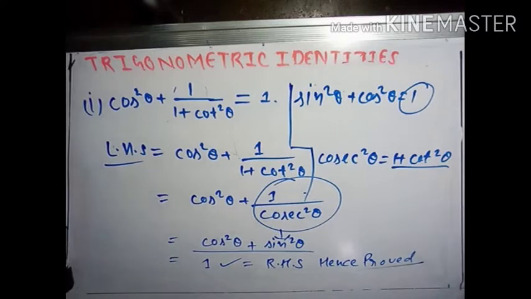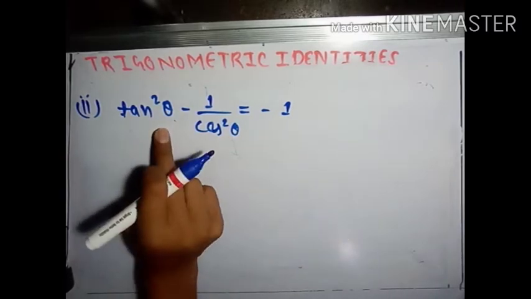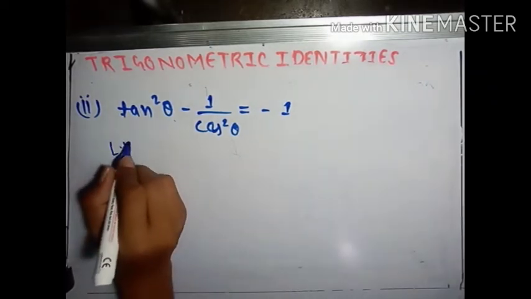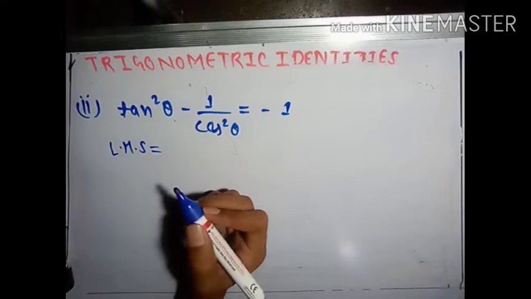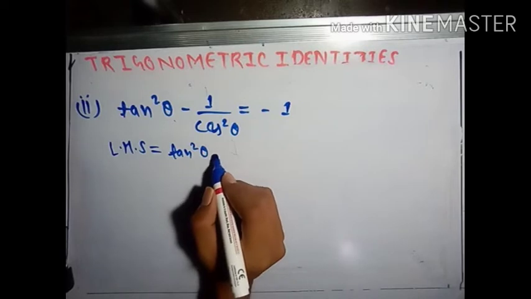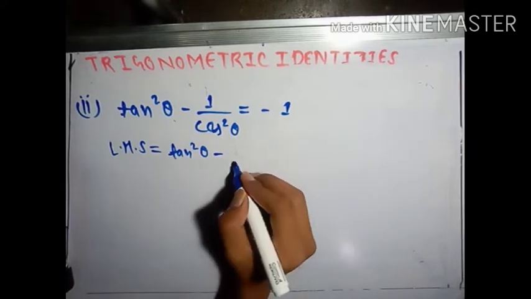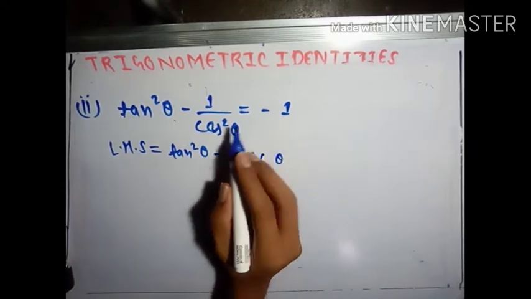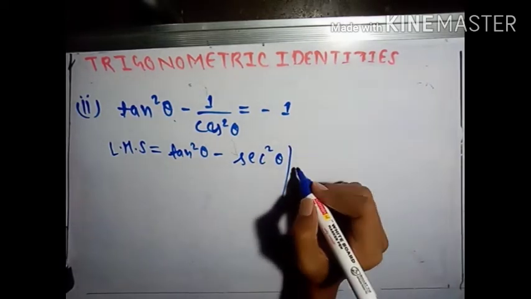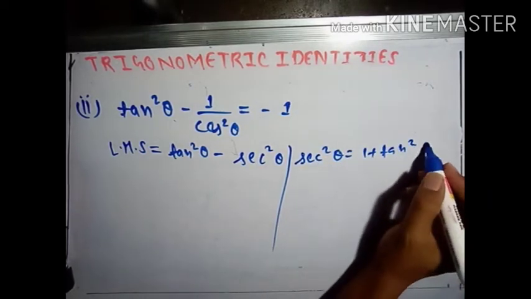Okay, move to the next example. The next example is tan square theta minus 1 upon cos square theta is equal to minus 1. So let us prove. First of all, we'll take LHS is equal to tan square theta. And 1 upon cos square theta means 1 upon cos theta is what? Good, this is sec theta and square is over there, so sec square theta. Now let me write the identity. Sec square theta is equal to 1 plus tan square theta. Is it so?